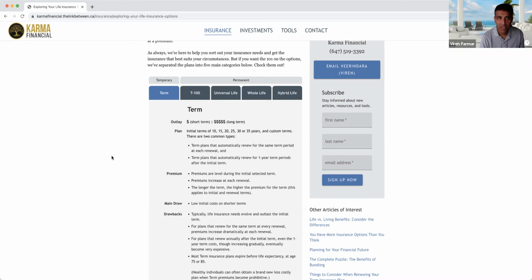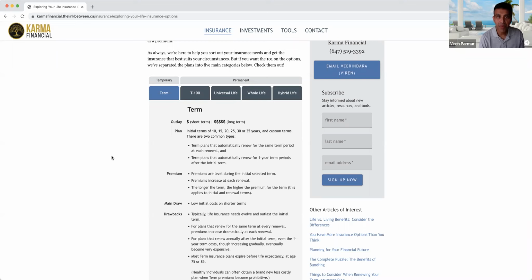It would be, in terms of cost, the next highest premium in terms of coverage compared to term. Term being the lowest, then term 100, and then the last 3 would sort of be the highest in terms of premium payments.